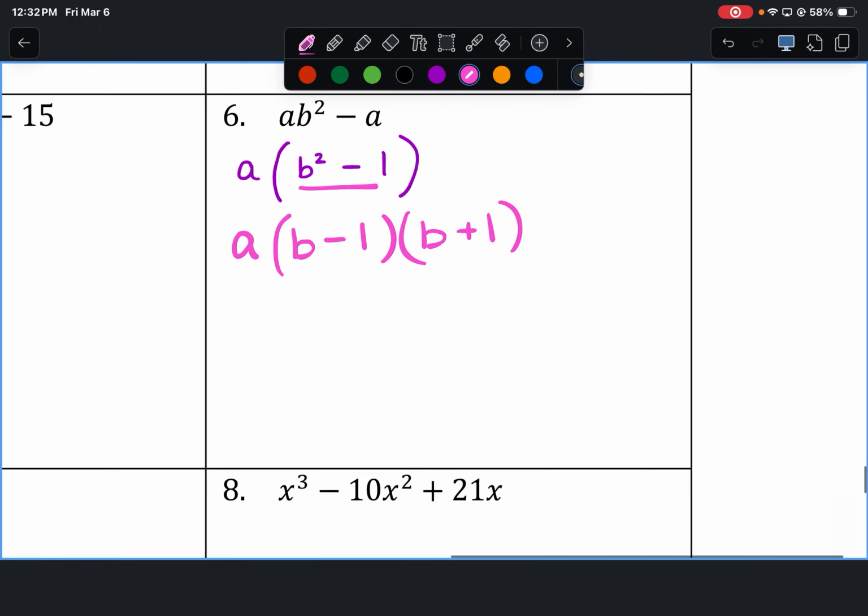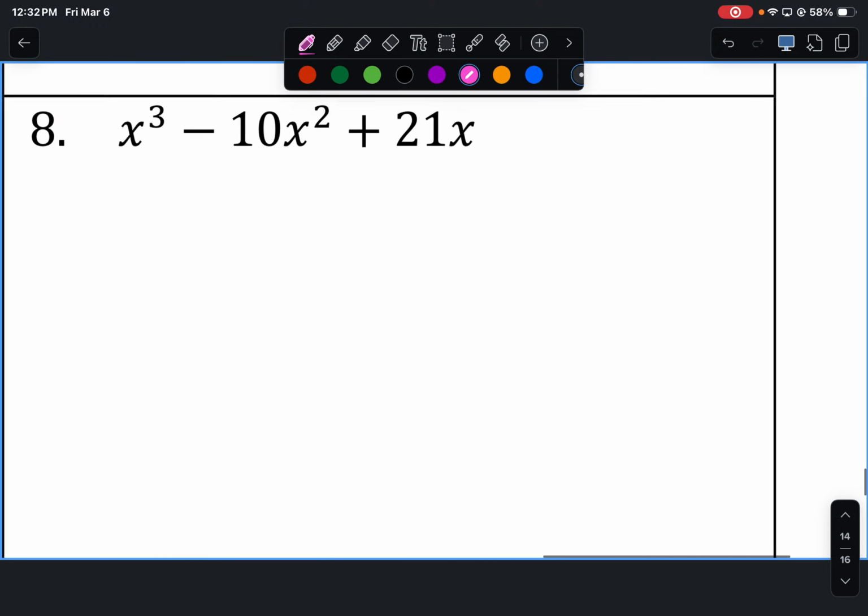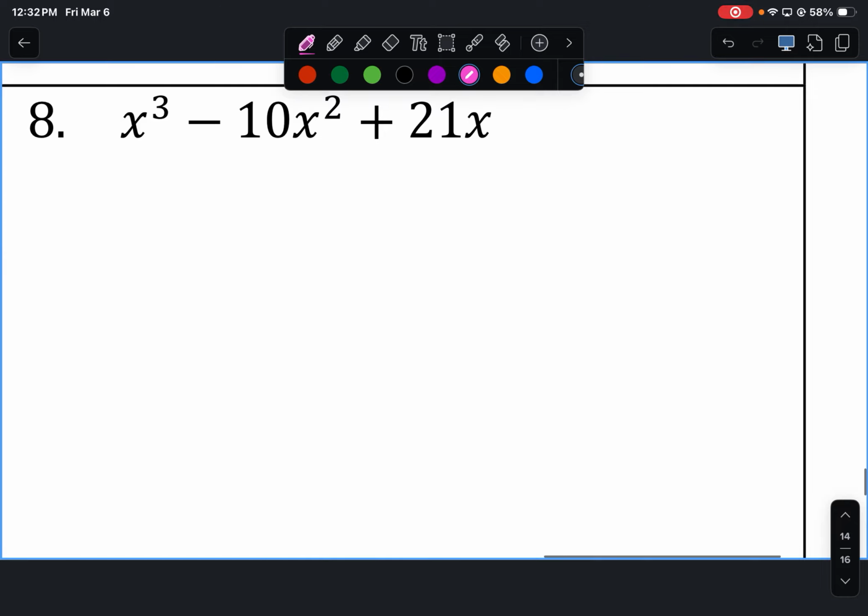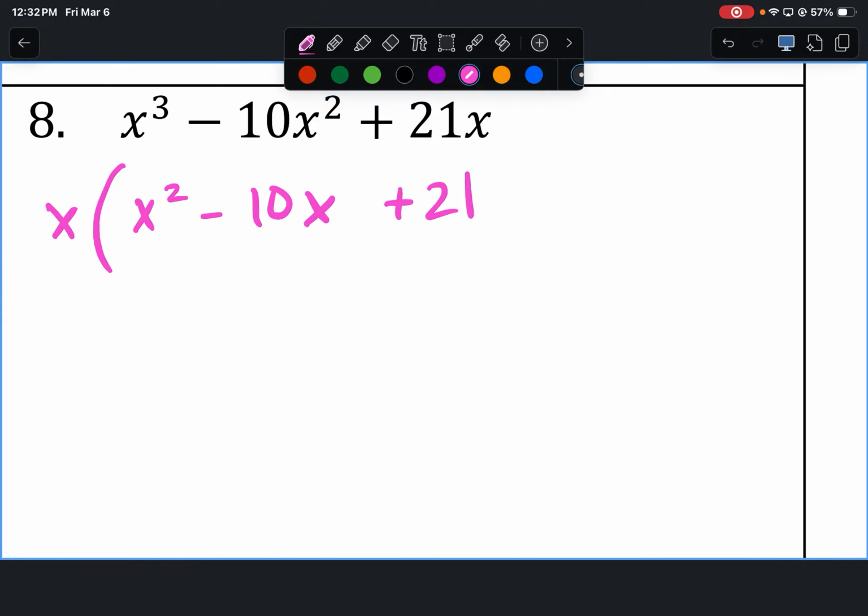All right. Number 8. How many terms does number 8 have? 3. Okay, it's a trinomial, so we've got to figure out what to do here. Does it have a GCF? Yes. What is the GCF? X. So if I take out an x, what does that leave us with? X squared minus 10x plus 21. Now, we have to use this trinomial to factor it. What is our a? 1. What is our b?